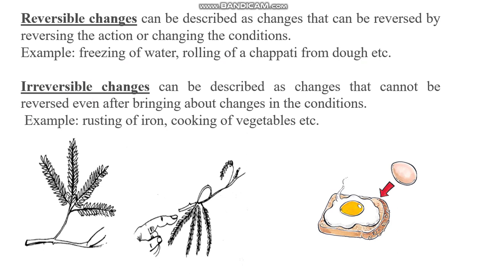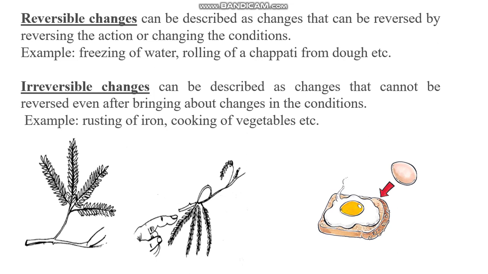Reversible changes can be described as changes that can be reversed by reversing the action or changing the conditions. Examples: freezing of water, rolling of a chapati from dough. Yes, again we can roll the dough into chapati. When we cook it, are we able to get it back again to the dough? No, it is not possible. Then we can say that it is an irreversible change.